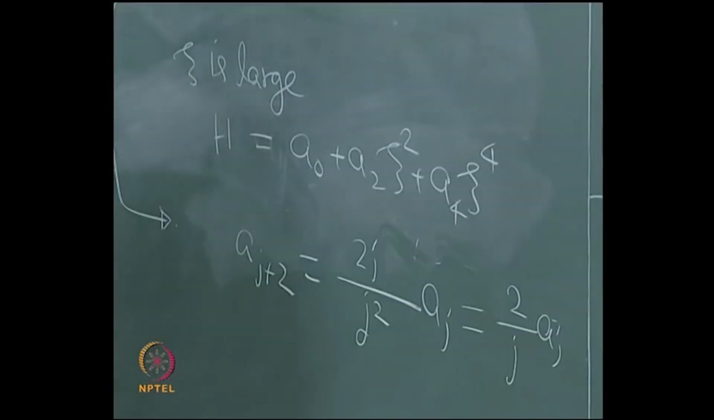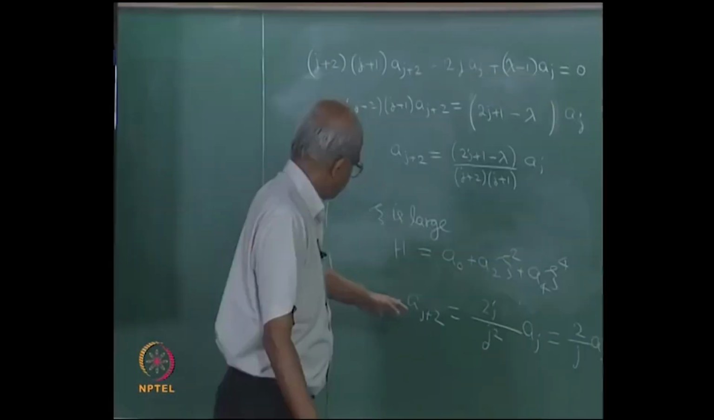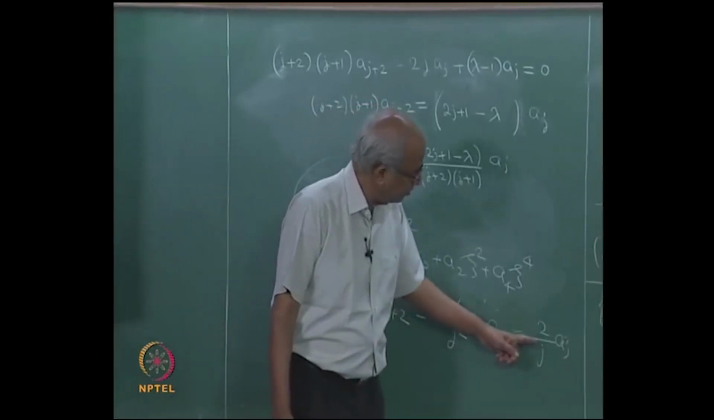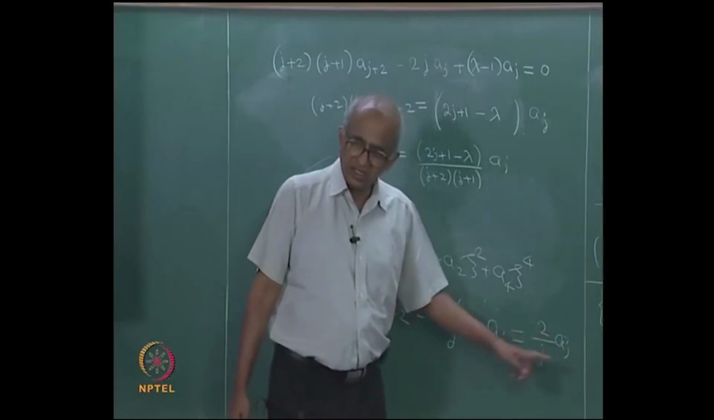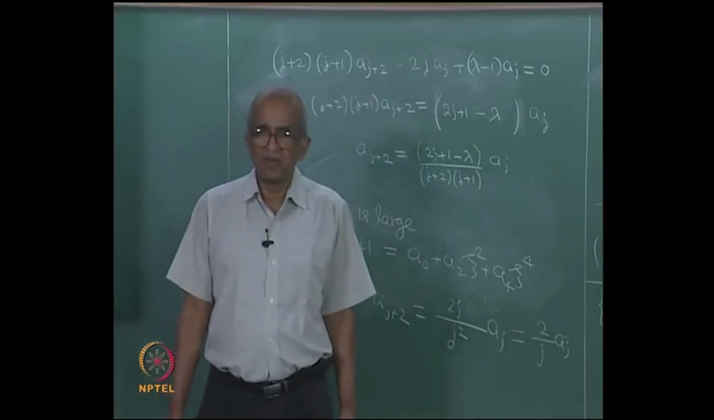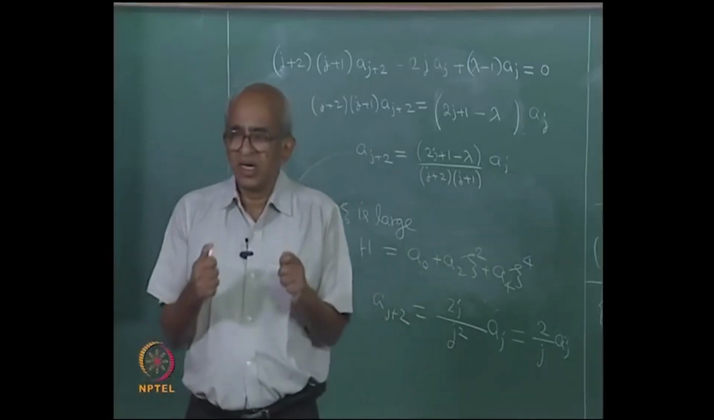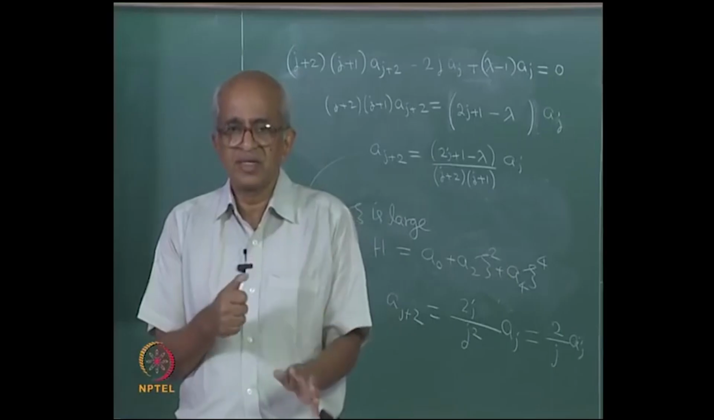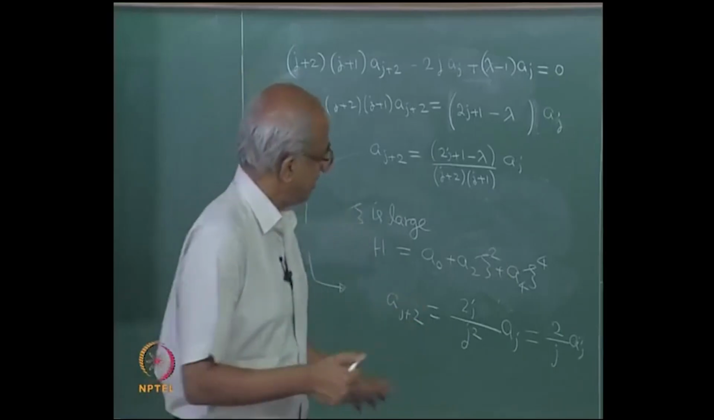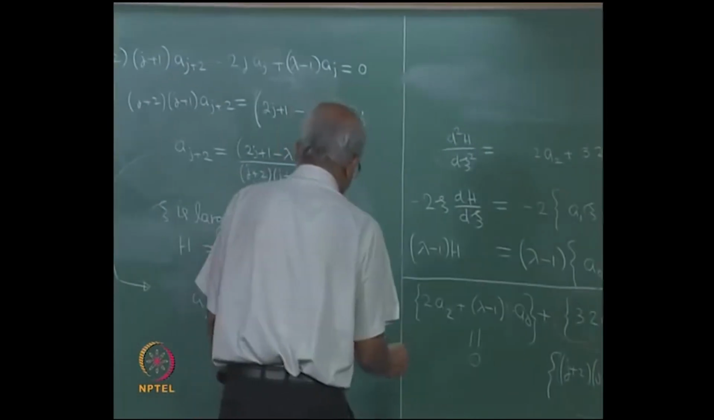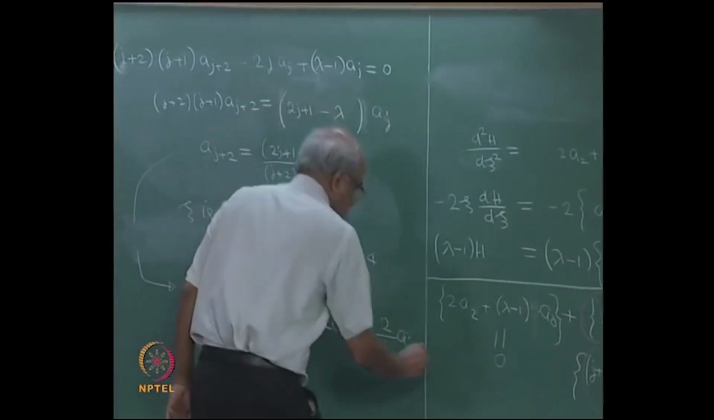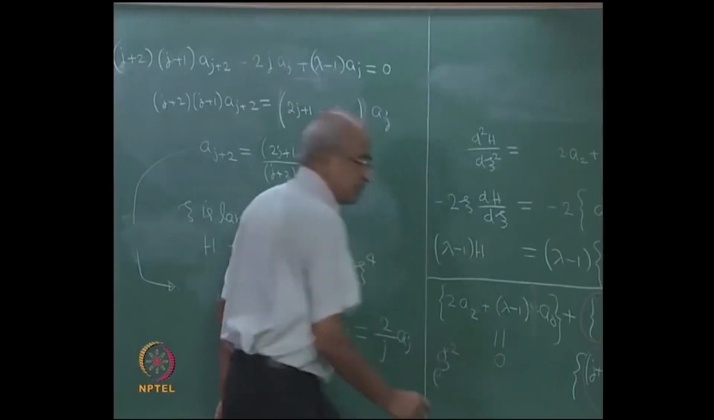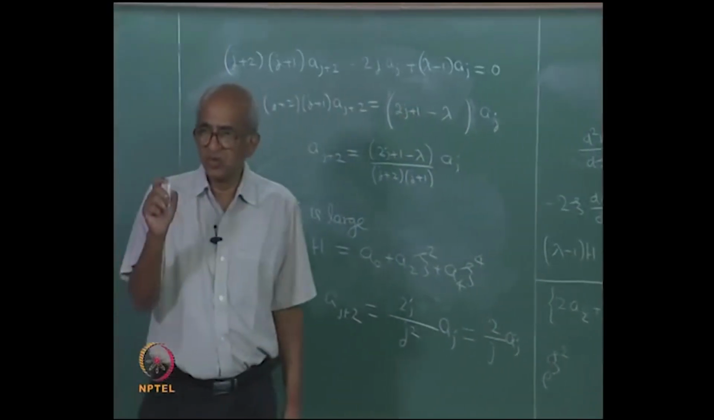So, for large values of J, this recursion relationship actually becomes simple. It simply says that AJ plus 2 must be equal to 2 divided by J into AJ. Now, what I am going to say is that if a series obeys that kind of recursion relationship, then the series actually behaves like the function actually will behave like e to the power of plus C square. That is the claim, that is what I am going to claim.